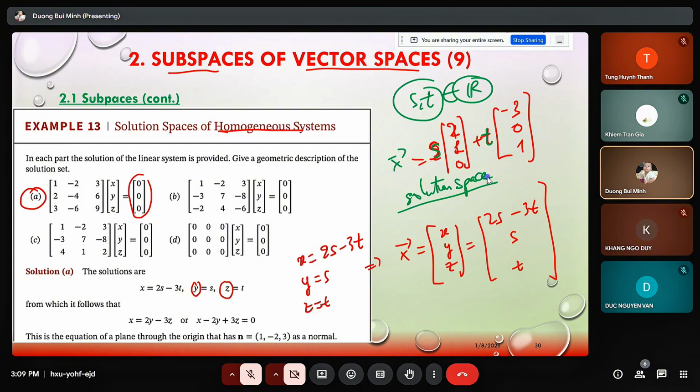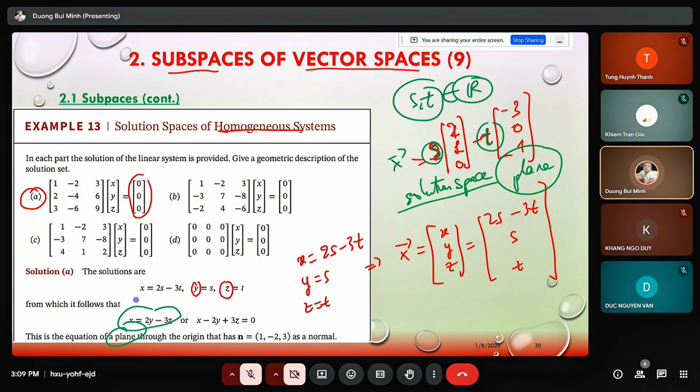So here we have two variables. So that means this one is a plane, right? A plane. So this is the equation of a plane through the origin. That case, this one, 1, minus 2, 3 is a normal, right?